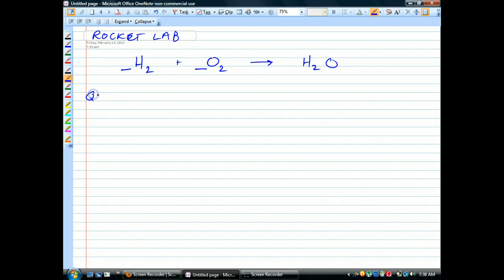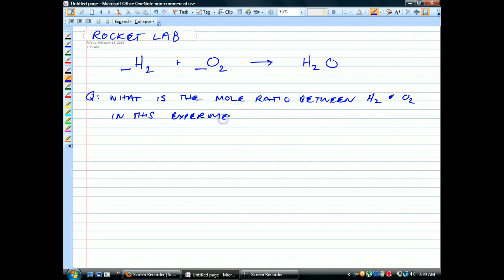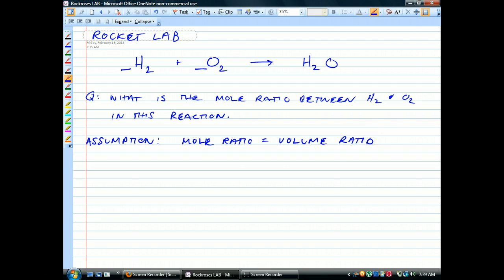And we want to know, so the question for this lab is, what is the mole ratio between H2 and O2 in this experiment? Or in this reaction, I should say. Now, here's how we're going to figure it out. We are going to use the assumption that the mole ratio equals the volume ratio between the two gases. Now, you're going to see what that means in just a second.